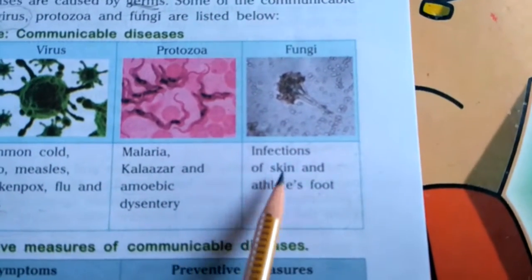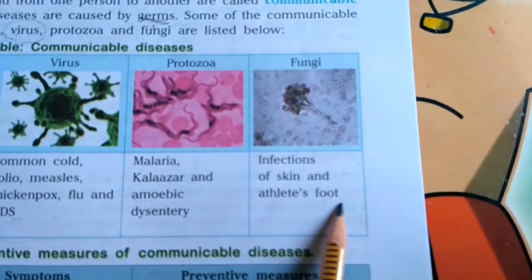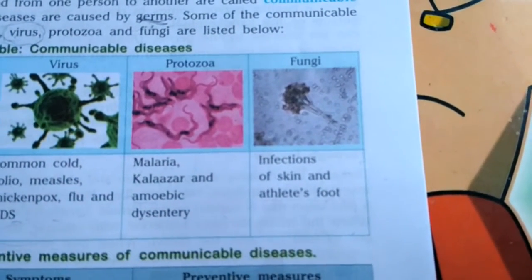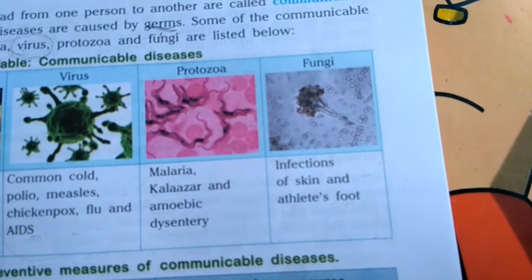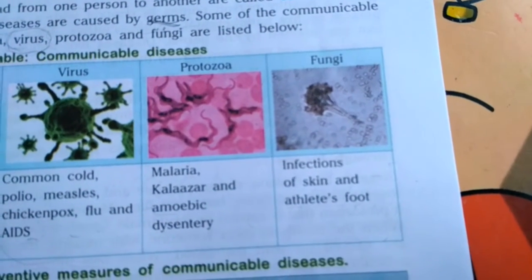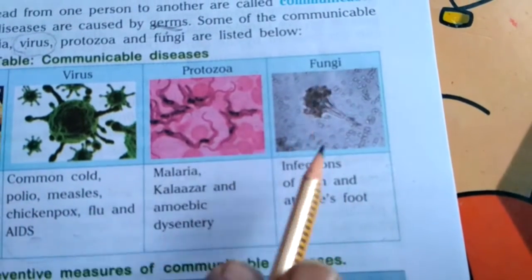Okay, infections of skin and athlete's foot. Infections of skin, like skin rashes or some itching or redness over your skin. This kind of disease happens due to fungi.